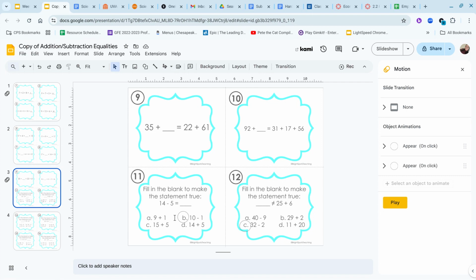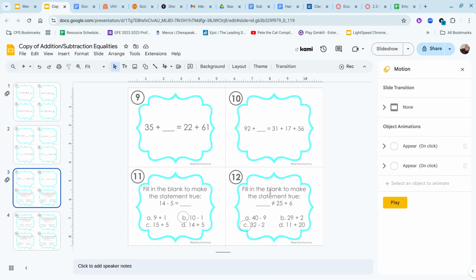A is 9 plus 1. Well, 9 plus 1 equals 10. That doesn't work. B is 10 minus 1. Well, that will work, but let's make sure. C is 15 plus 5. That's 20. And D is 14 plus 5, which equals 19. That means the only answer could be B.